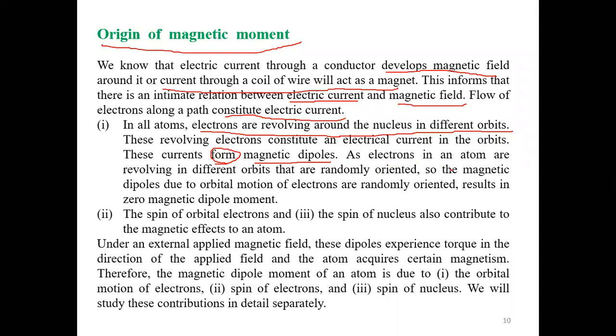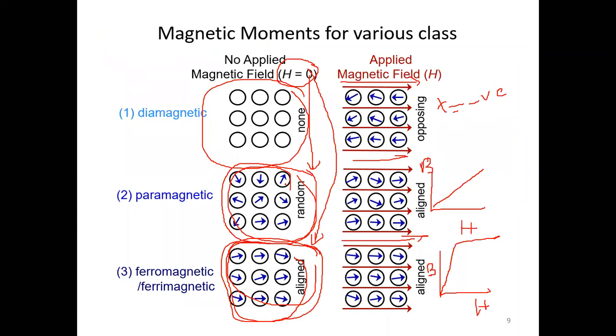As the electrons in an atom are revolving in different orbits, they are randomly oriented. So the magnetic dipoles due to the orbital motion of the electrons are randomly oriented and result in zero net magnetic dipole moment. We have seen that this is the case for paramagnetic materials. In the previous figure, if you remember, they have dipole moments, but they are randomly oriented.